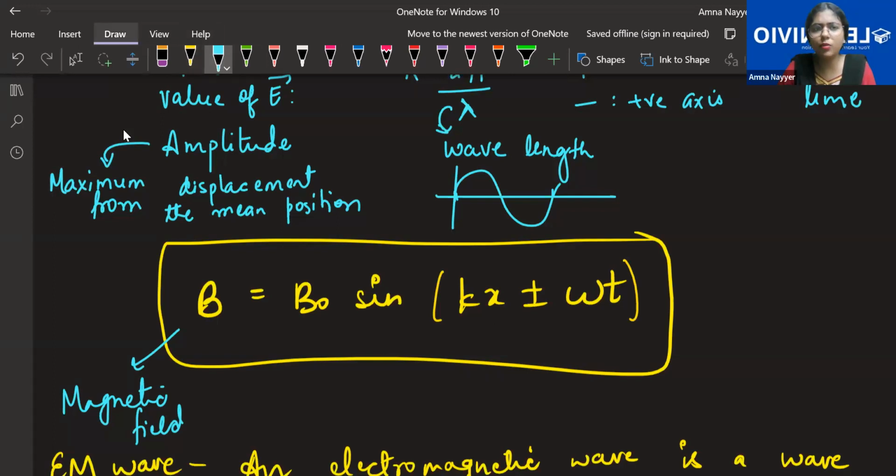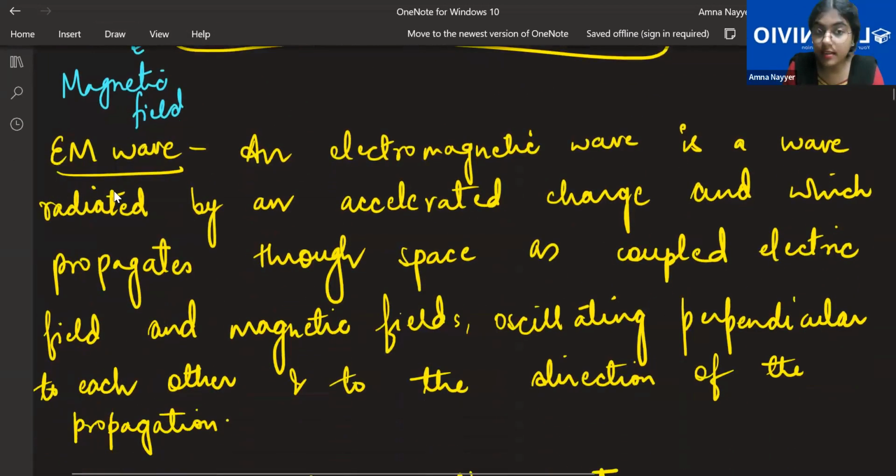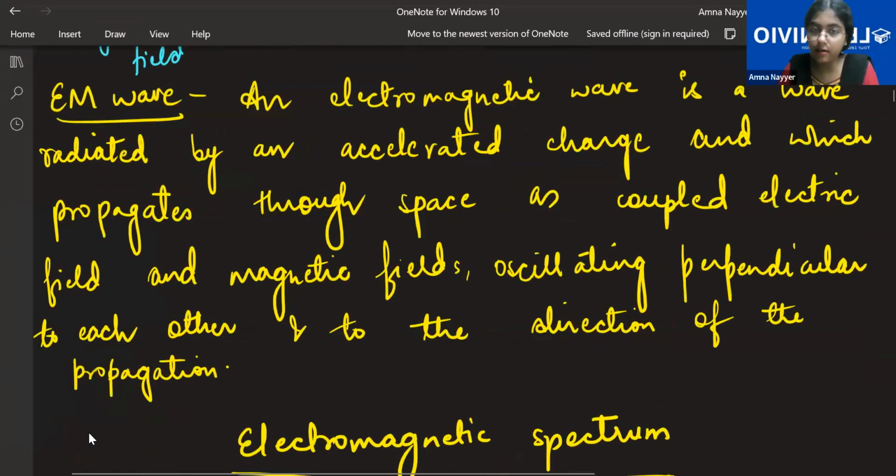So if you see that somewhere, don't be confused. Why is that written? Okay. Now combining what is this electromagnetic wave, before we move on to the spectrum part.